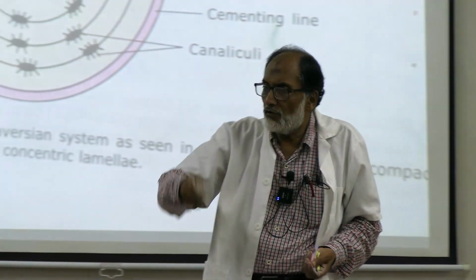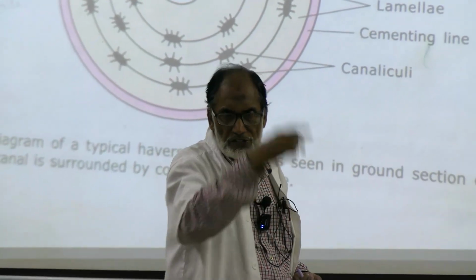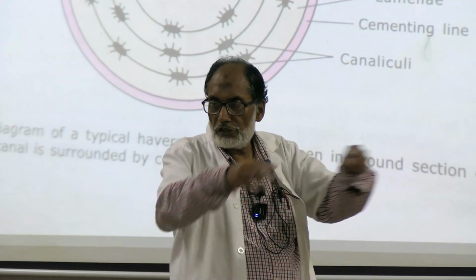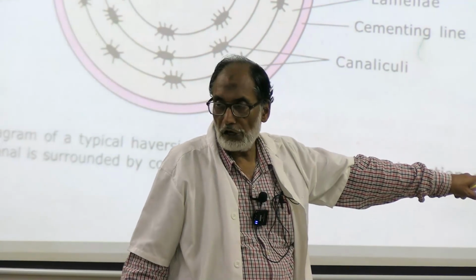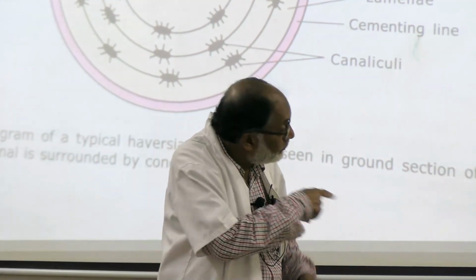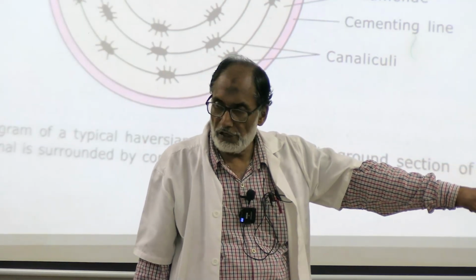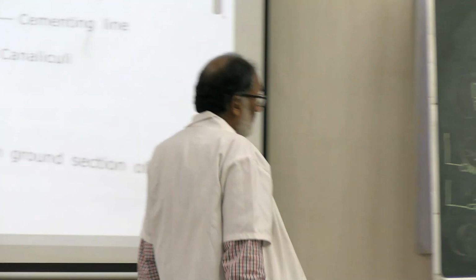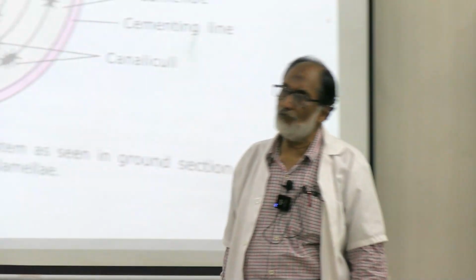What does this Haversian canal contain? It contains blood vessels, nerves, lymphatics, etc. The artery that we discussed earlier will ultimately enter this Haversian canal, and from the Haversian canal it will enter the canaliculi and supply like this, right? So this is the lamellar arrangement of the cortical bone.